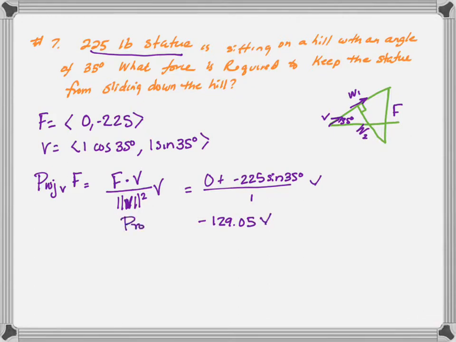So this is the projection of F onto V, and that's equal to, we're going to call that W1, and the magnitude of W1 would be 129.05, and we're in pounds. Okay? It's such bad handwriting right here, so I don't mean to confuse you.